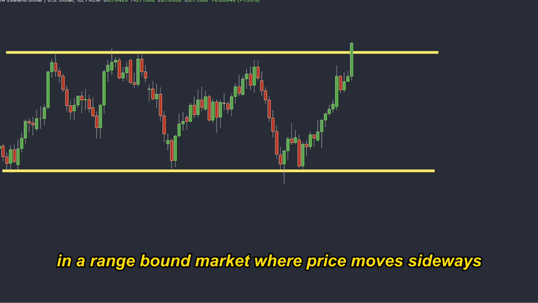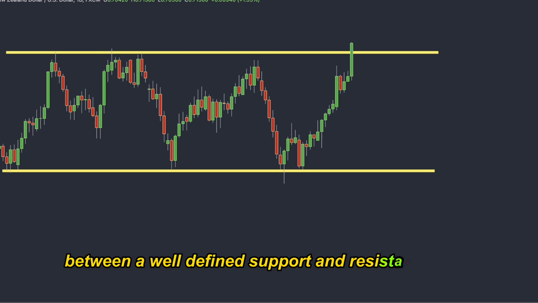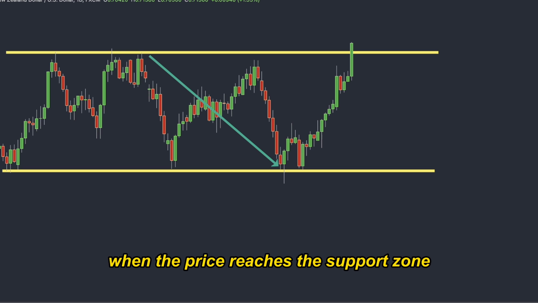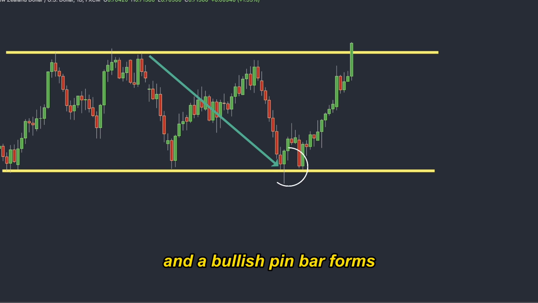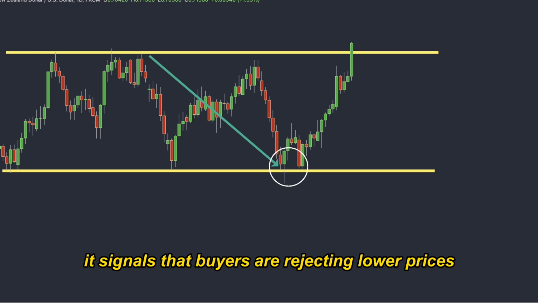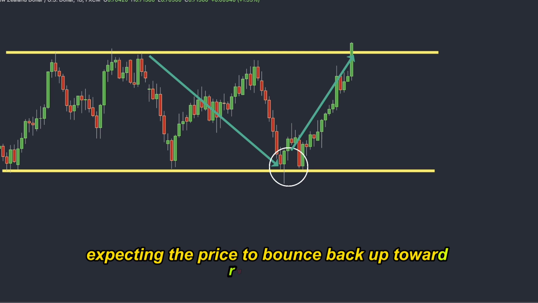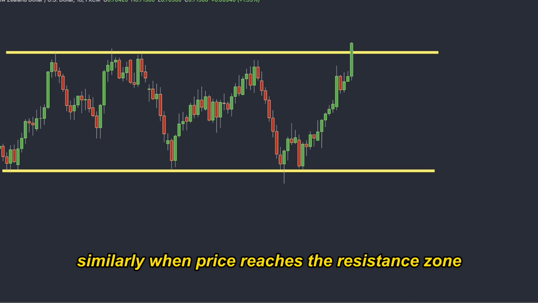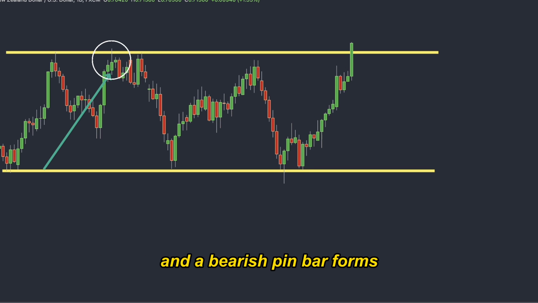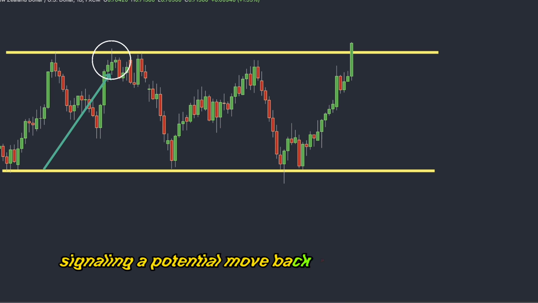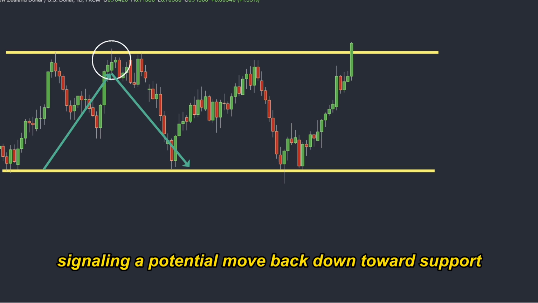In a range-bound market, where price moves sideways between a well-defined support and resistance zone, pin bars can also be highly effective. When the price reaches the support zone and a bullish pin bar forms, it signals that buyers are rejecting lower prices. This is a great opportunity to go long, expecting the price to bounce back up toward resistance. Similarly, when price reaches the resistance zone and a bearish pin bar forms, you know that sellers are rejecting higher prices, signaling a potential move back down toward support.